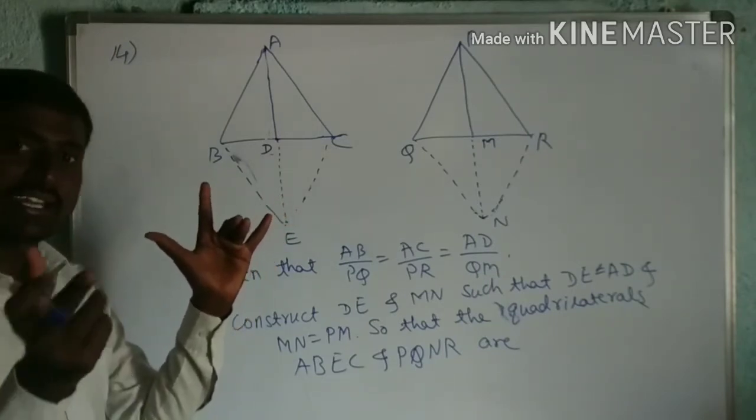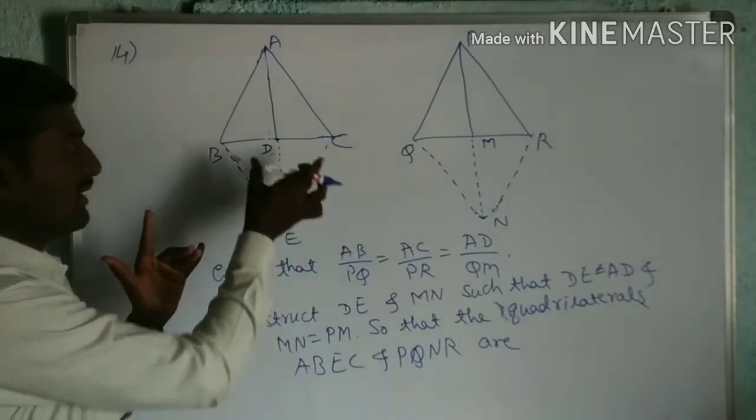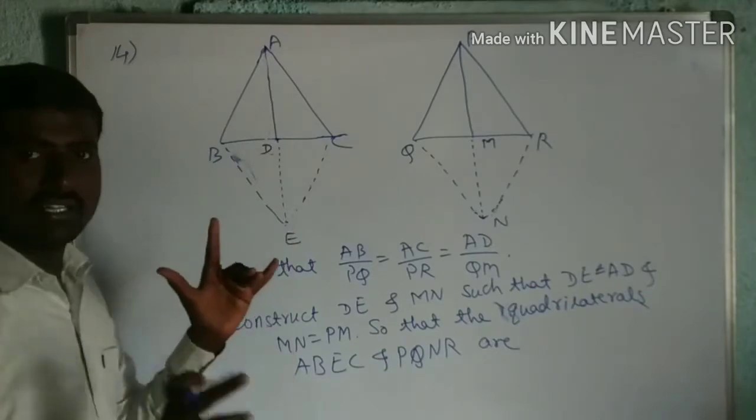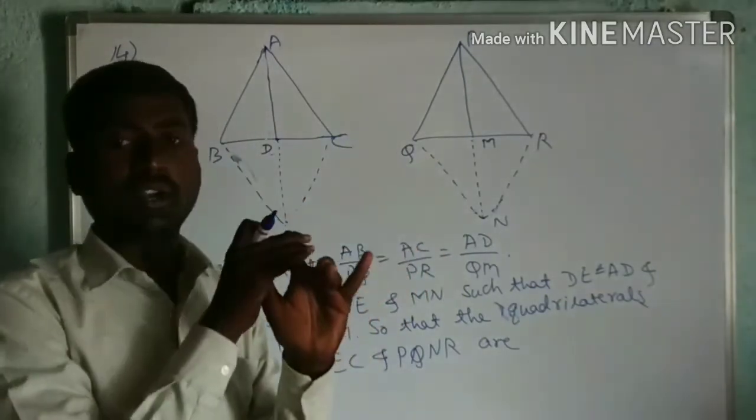rectangle. Again, in a rectangle also diagonals are equal. So the diagonals are not equal here. They are not said BC is equal to AE. So these two quadrilaterals are not square or rectangle.